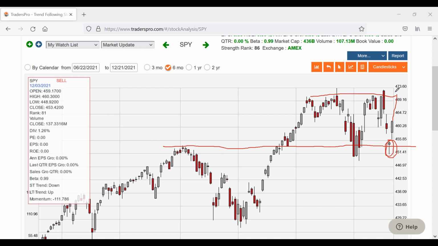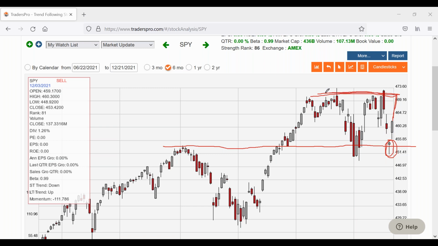Now, on top of the price action, we also have the seasonality. The days before Christmas typically are very bullish, and so, you know, if I were to say, is there a strong chance of the S&P getting back up to the new all-time highs?